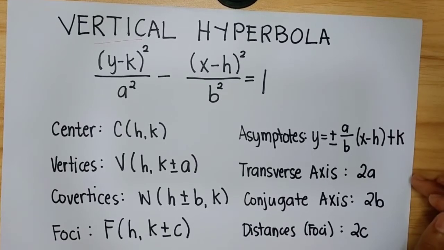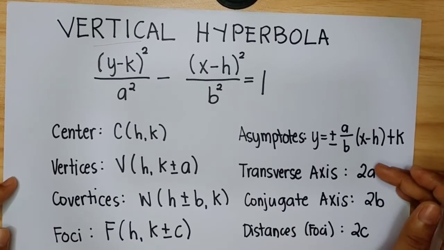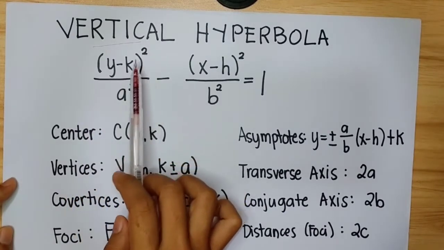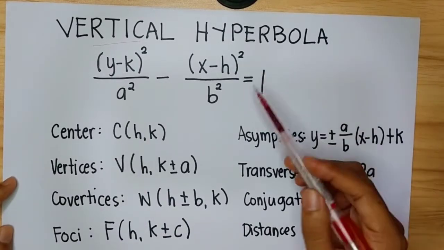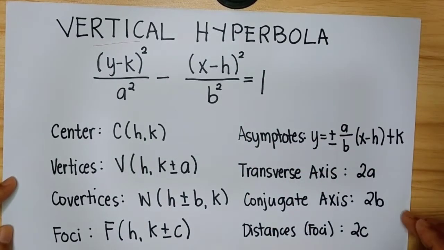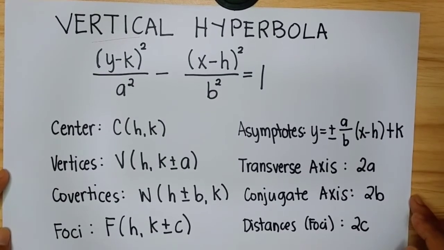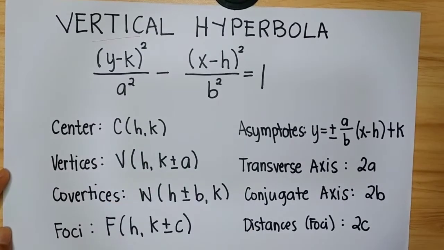So what is the standard form of a vertical hyperbola, or a hyperbola whose orientation is vertical? We have here our standard form: y minus k quantity squared all over a squared minus x minus h quantity squared over b squared is equal to 1. That is the standard form of our vertical hyperbola. What will be our center? The center is the same as in the horizontal, it is (h, k).